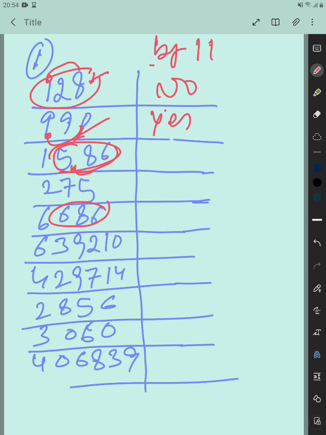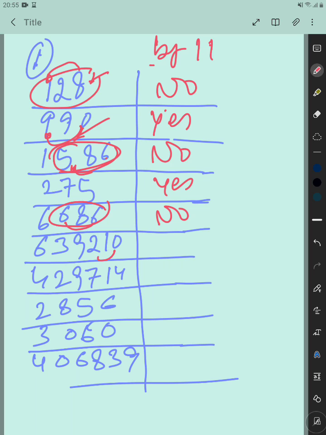2 is not divisible by 11, so it is no. Here it is 5 plus 2 is 7, and 7 minus 7 is 0, so it is divisible by 11 also. And here it is 6 plus 6, okay, 12, and 8 plus 6, 14. Difference is 2. 2 is not divisible by 11, so it is also not divisible by 11.